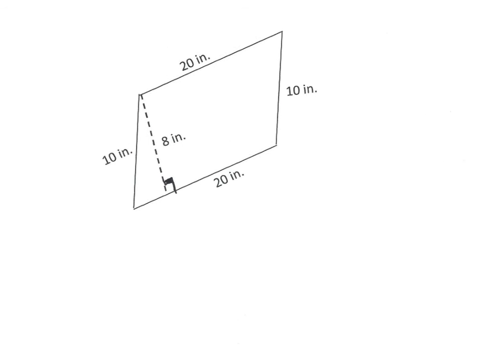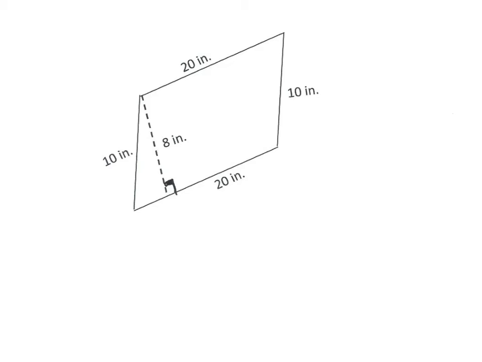Make that a little bigger for us to see. Okay, this parallelogram, we have the left side is 10 inches and the right side is 10 inches. The top of the parallelogram is 20 inches and the bottom of the parallelogram is 20 inches. We have a dashed line over here, and we have the little square over here. So let's get started by writing the formula for the parallelogram.